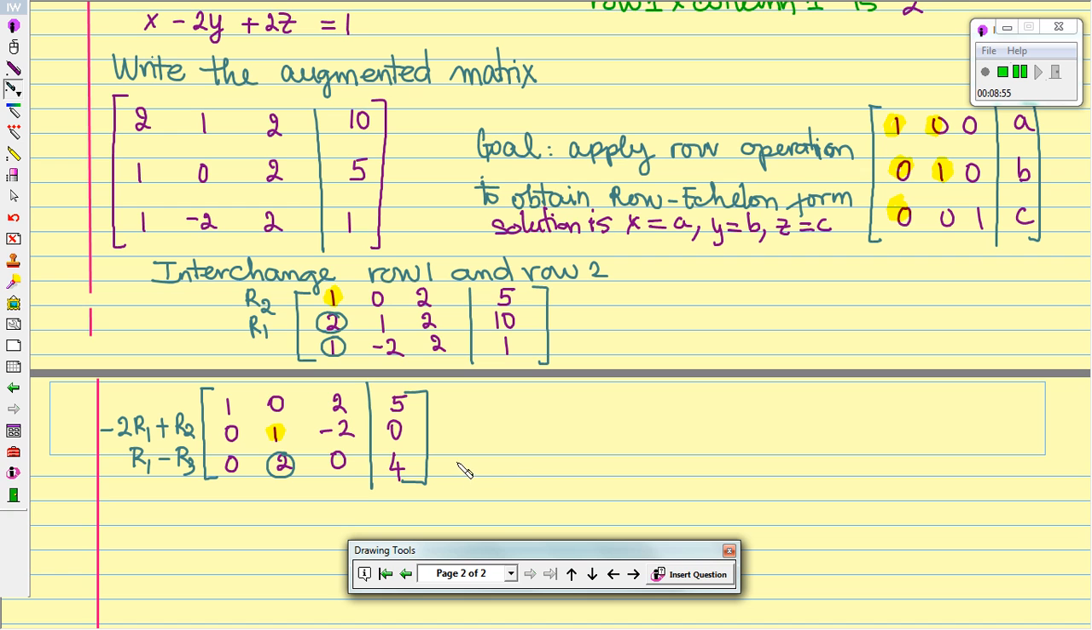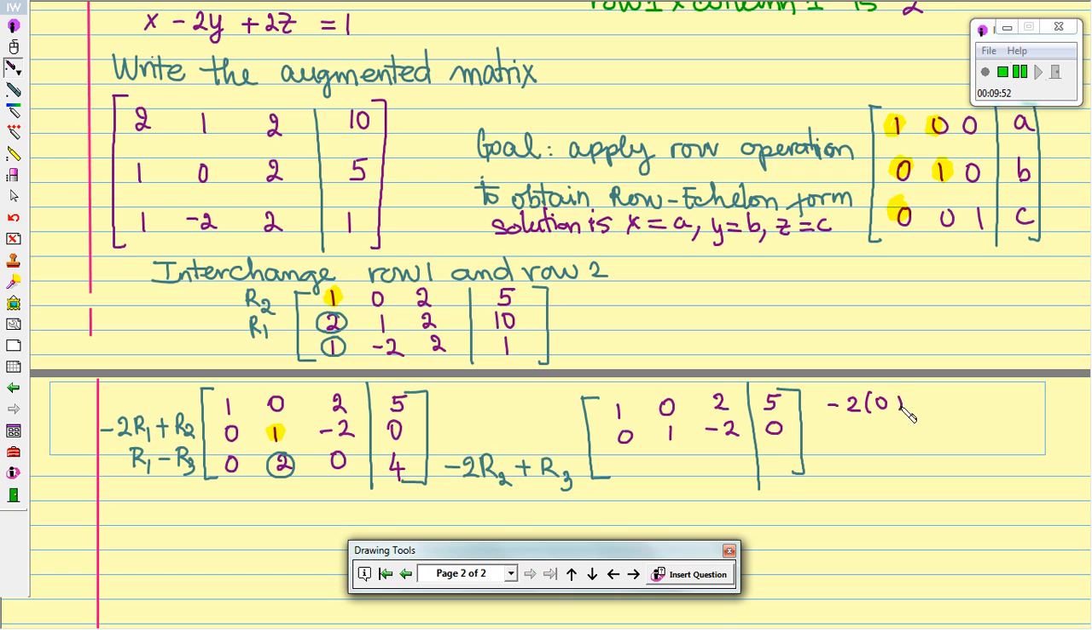To get that 0, I'm going to go ahead and do negative 2 times row number 2 plus row 3, that will be the new row 3. Why? Because you can see right here, if we take negative 2 times 1, it's negative 2, so negative 2 plus 2 will be 0. So we copy row 1 and 2. Rows 1 and 2, we don't do anything, we copy exactly the way they are. So we have 1, 0, 2, 5, and 0, 1, negative 2, 0.